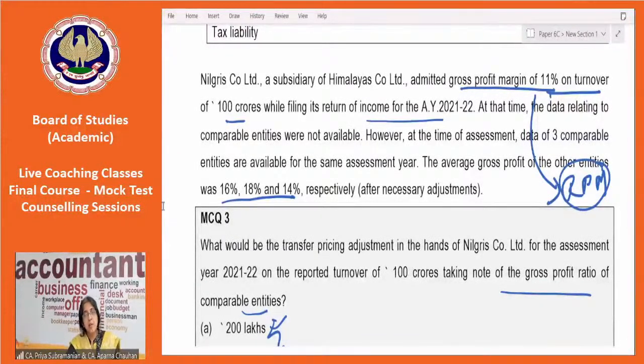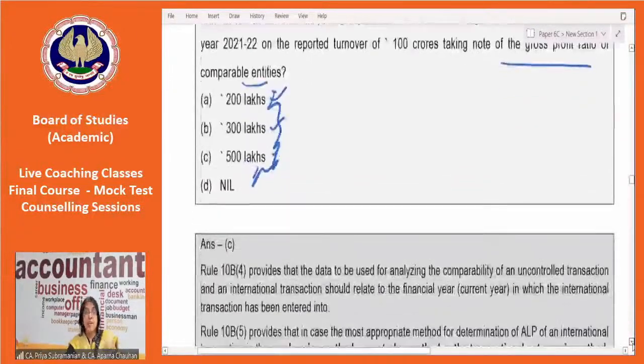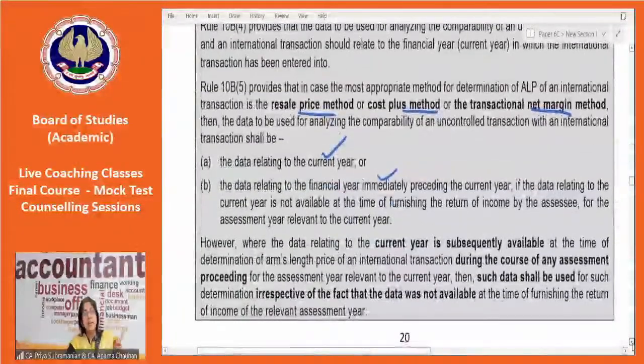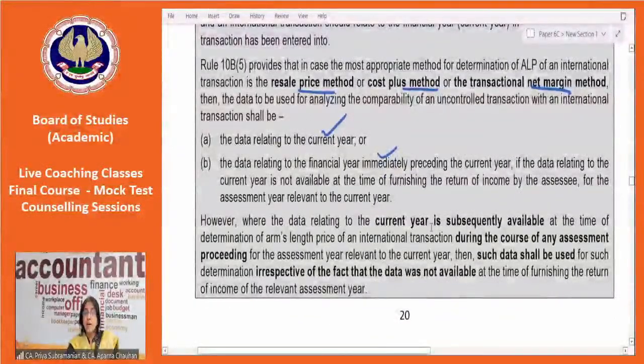So in case of resale price method, the company can do it on the basis of last year's data. They can file the return. There's no issue about that. But subsequently, where data relating to current year is available at the time of determination of ALP during the course of assessment, the current year data has to be used irrespective of the fact that it was not available at the time of filing.